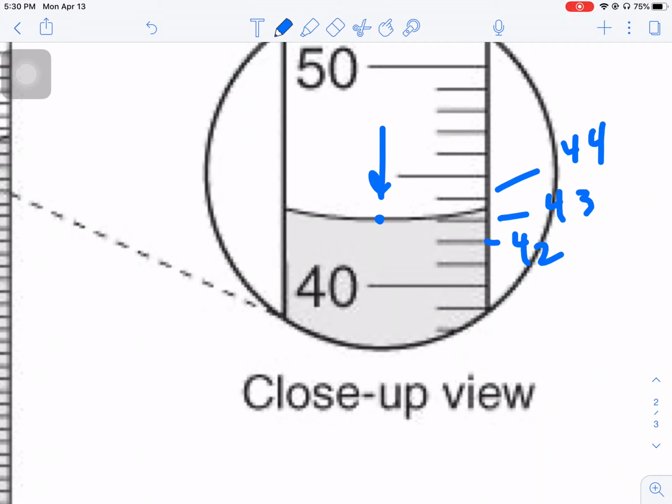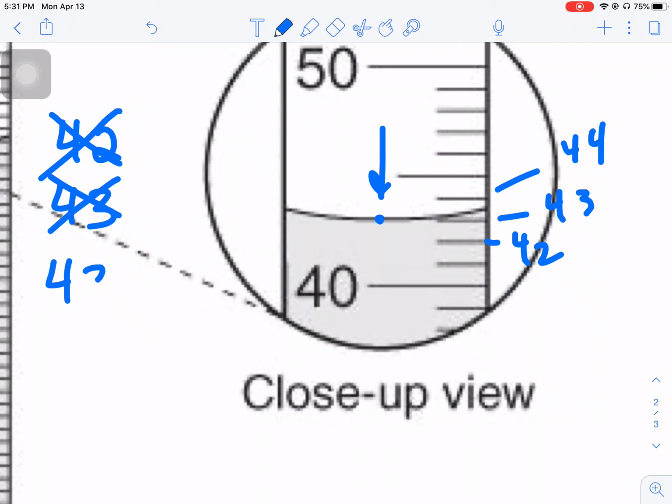So we're not going to call it 42, okay? Even though it's very close to 42, it's still a little bit above 42. We're not going to call it 43, even though it's very, very close to 43, we can't call it 43. Now, what we could do is call it 43 point something. If you think that that measurement falls exactly on 43, we're not going to call it 43. We're going to call it 43.0. So this is our estimated digit.